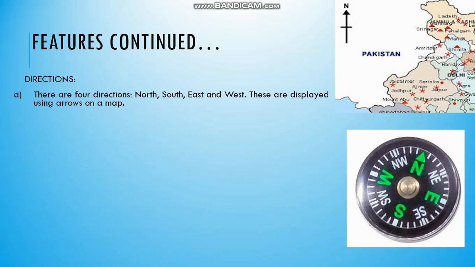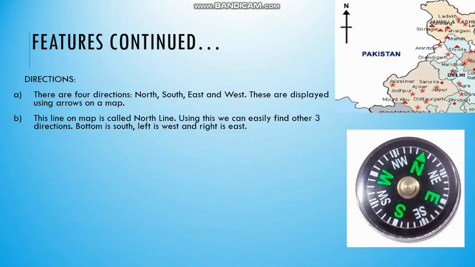Next we have directions. We have north, south, east, west directions. See this image. Here we have an arrow at the top. This is showing north, so this will be south, this will be west, and this east. So this is how we can see directions. This line on map is called north line. Using this we can easily find other three directions. Bottom is south, left is west, and right is east.